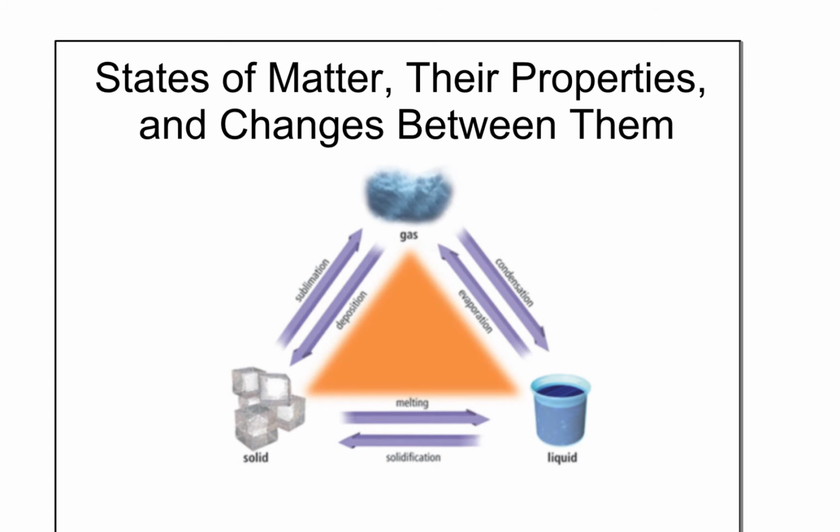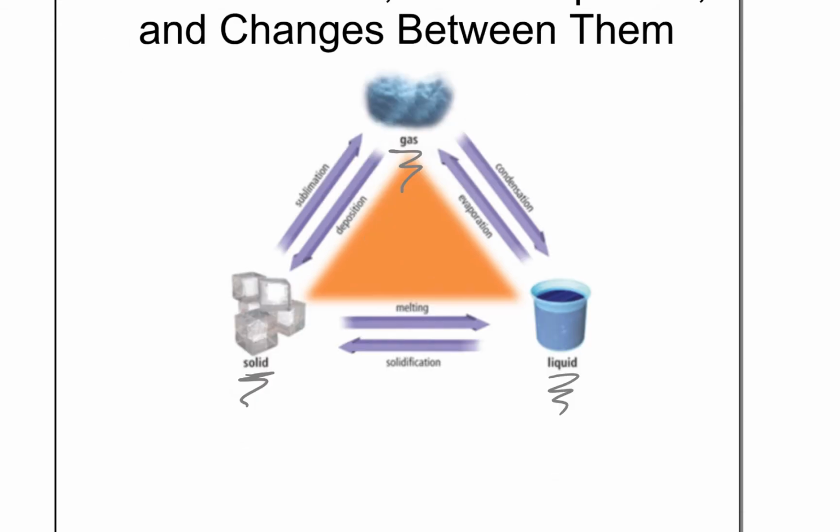In this video, we're going to be discussing states of matter, their properties, and changes between those states of matter. The three states of matter we're going to consider will be solids, liquids, and gases. And shown here are the 6 different phase changes which we'll discuss. Those phase changes between solids and liquids, liquids and gases, and gases and solids.